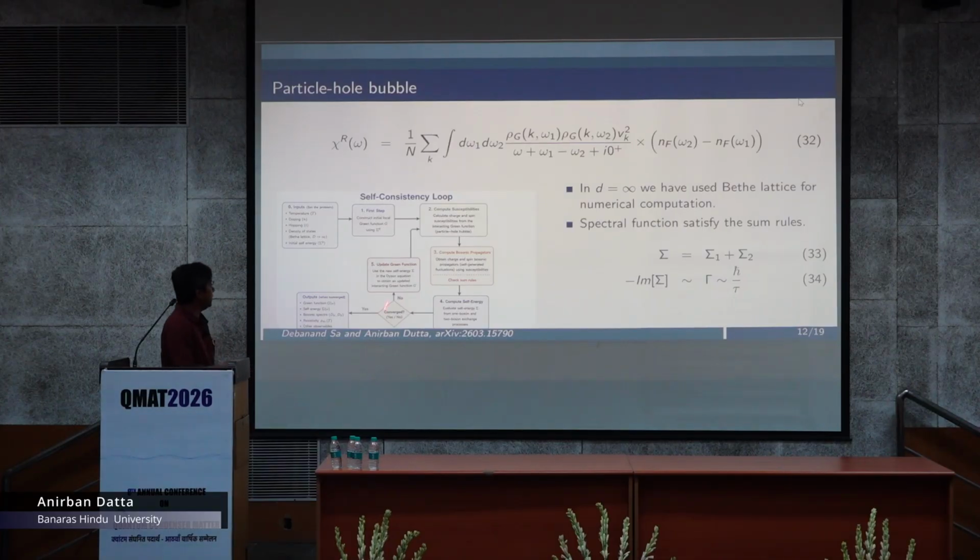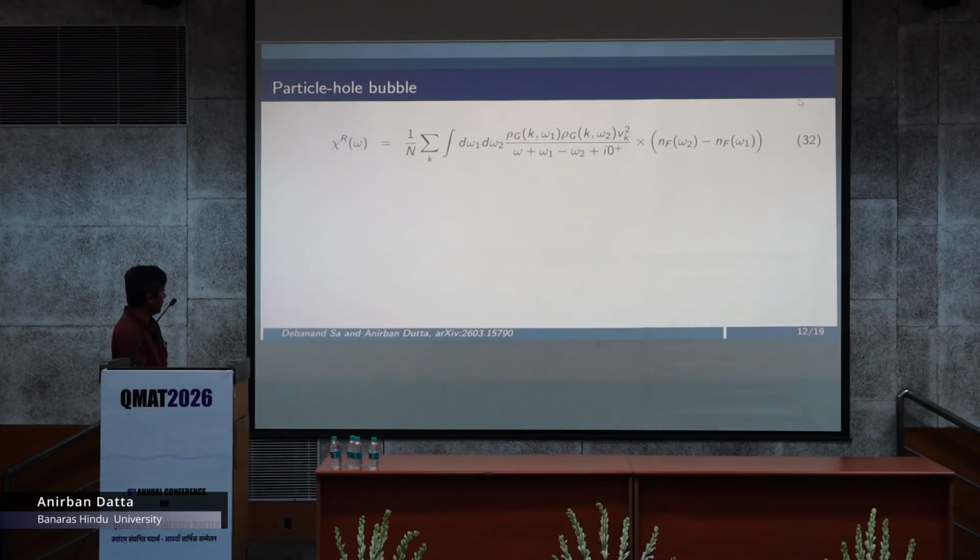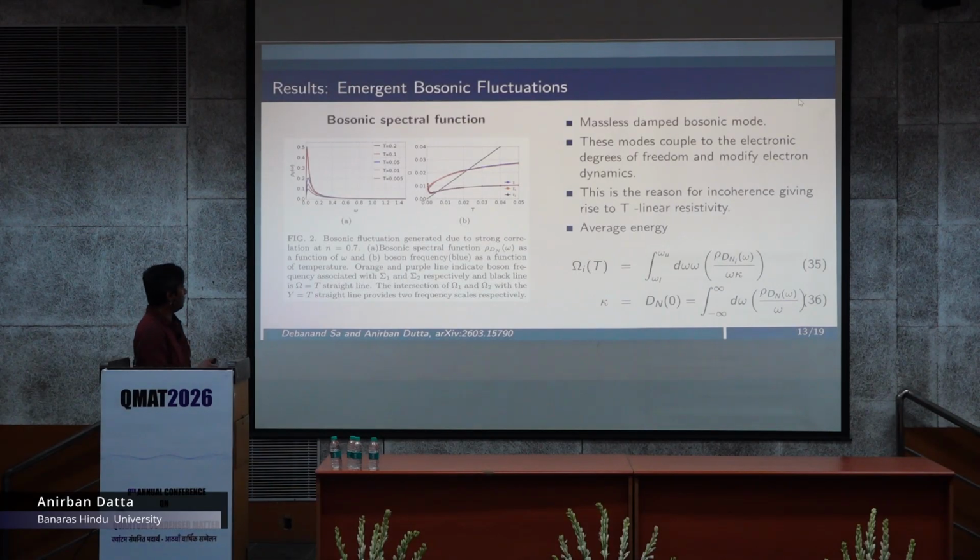Then we can compute again the Green's function and check, and after convergence, we can compute the observable quantities.